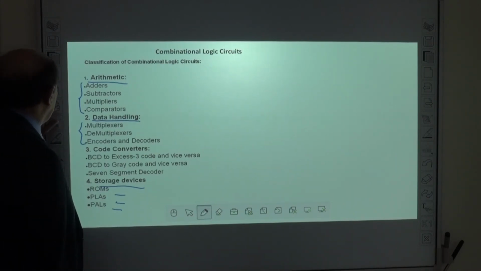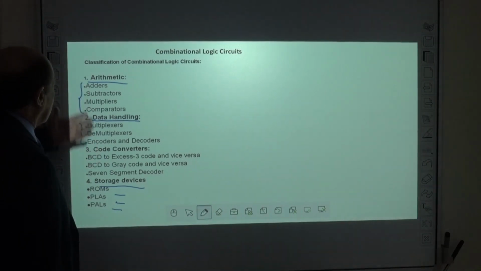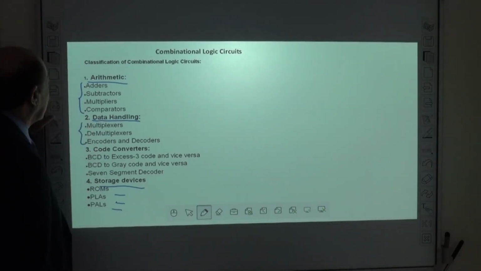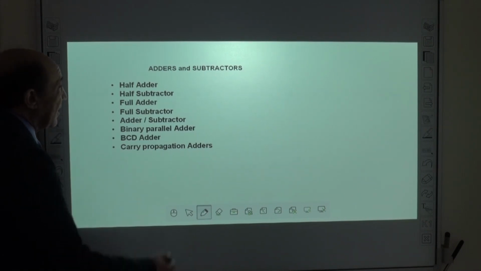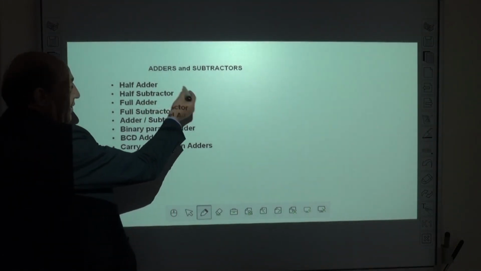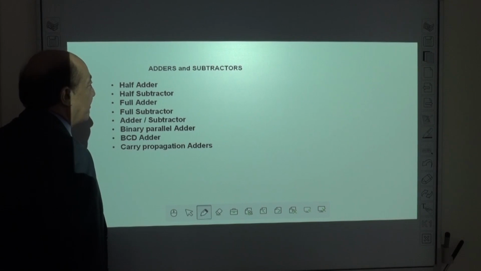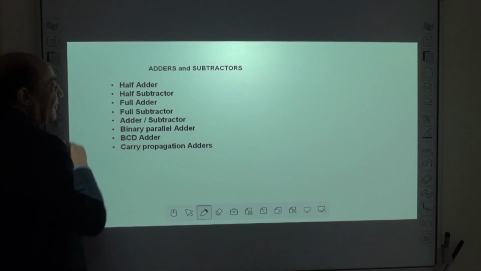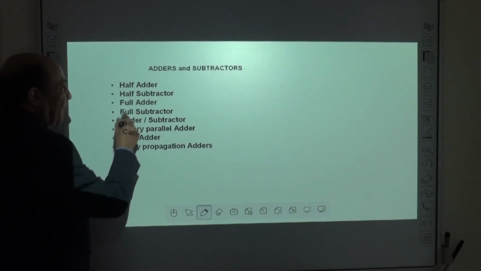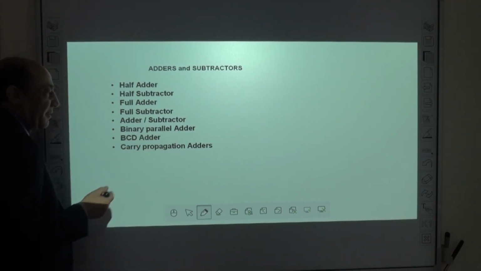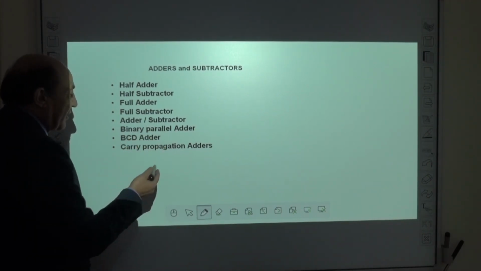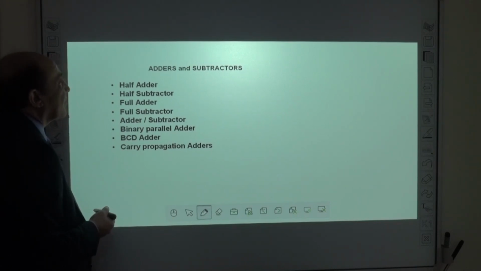Now we will go into detail, and we start with the group of adders and subtractors. There are different types of adders and subtractors: half adder, half subtractor, full adder, full subtractor, adder subtractor, binary parallel adder, BCD adder, and carry propagation adders.